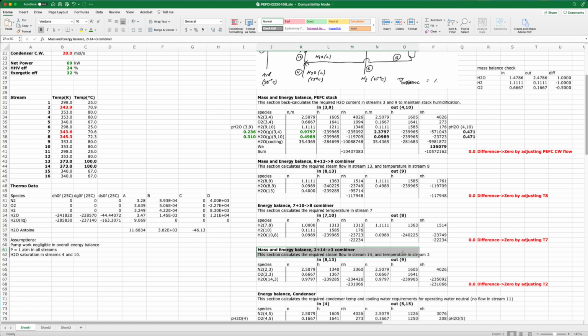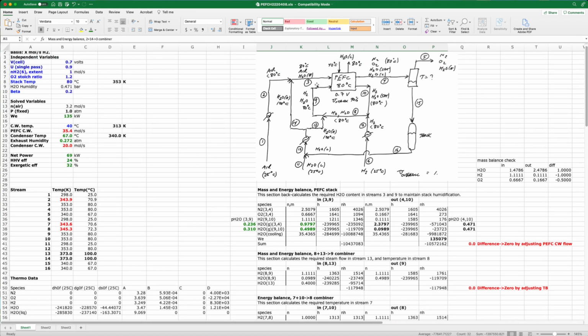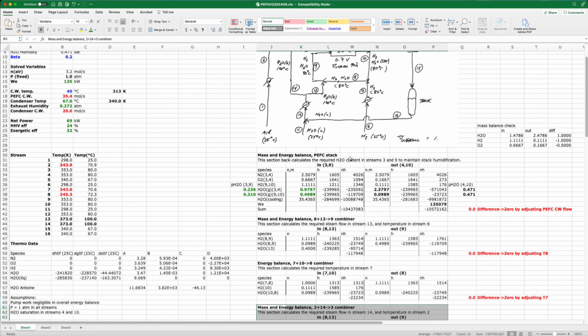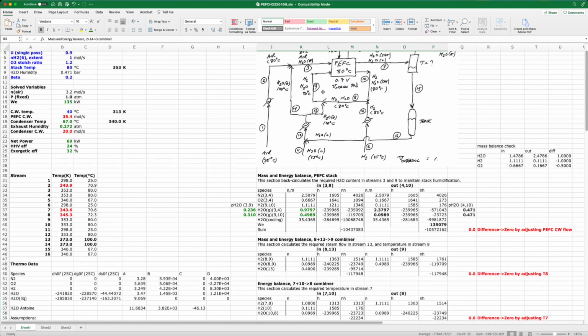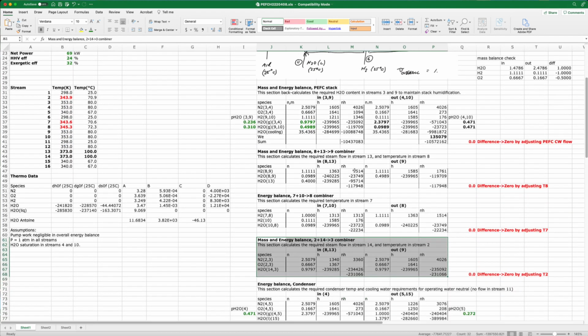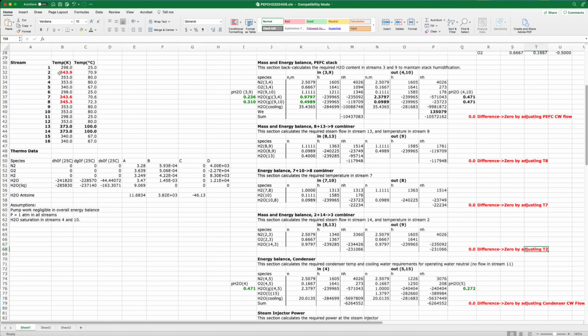Next is a mass and energy balance on the air combiner, so where we're taking the steam injector, combining it with dry air to produce stream 3. Similar set of issues. We know the oxygen and nitrogen flows. We know the H2O flow because we calculated the amount of H2O that we need in stream 3 previously. So it can go through and do an energy balance and figure out what the temperature in stream 2 would have to be, which in this case is about 71 degrees.